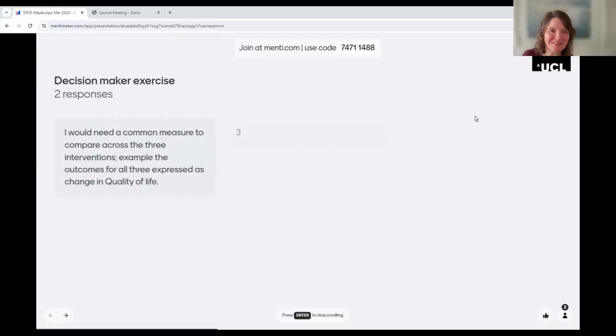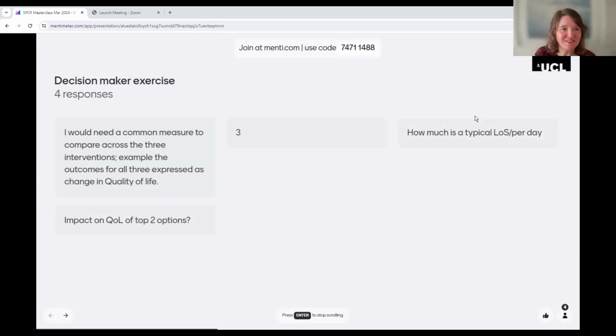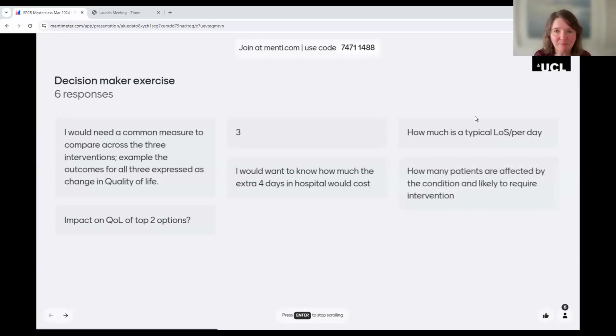Yes, you would. You would need a common measure to compare across the 3 interventions. Yes, ideally. Oh, someone's gone for number 3. Jolly good. Impact on quality of life, yeah, so we need a bit more detail on the quality of life. How much the extra 4 days in hospital costs? Yeah, that's another one. How much is the typical length of stay per day? Yeah. How many patients are we thinking about?